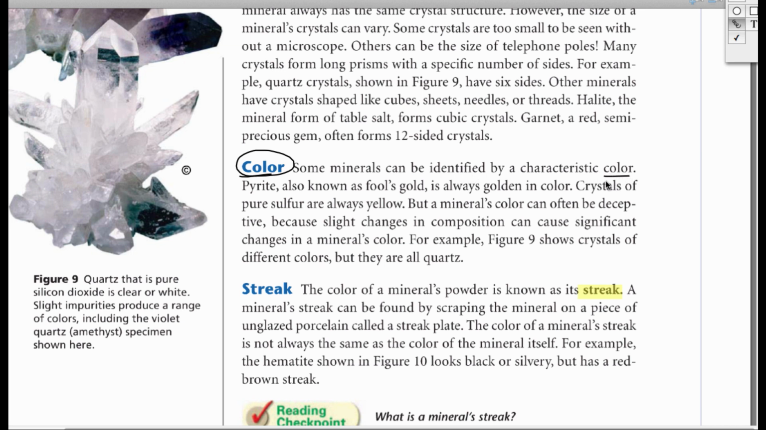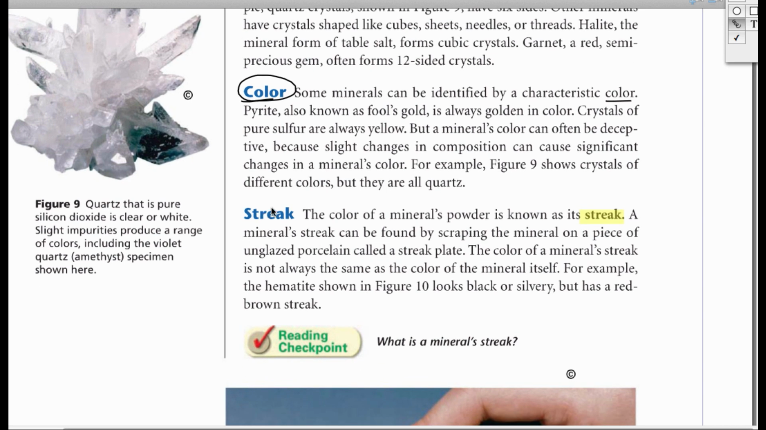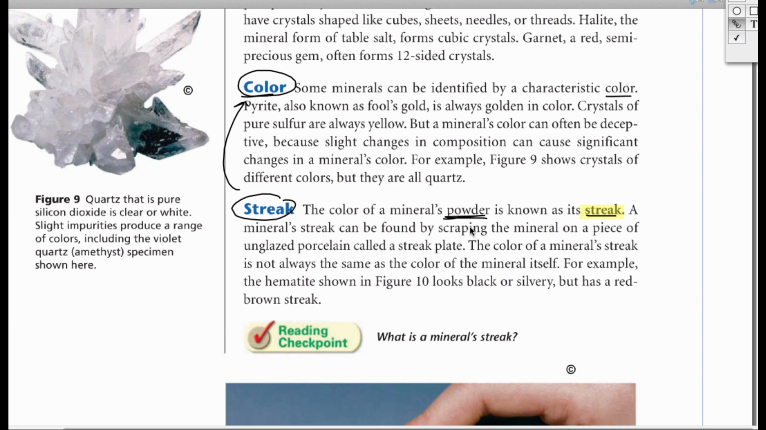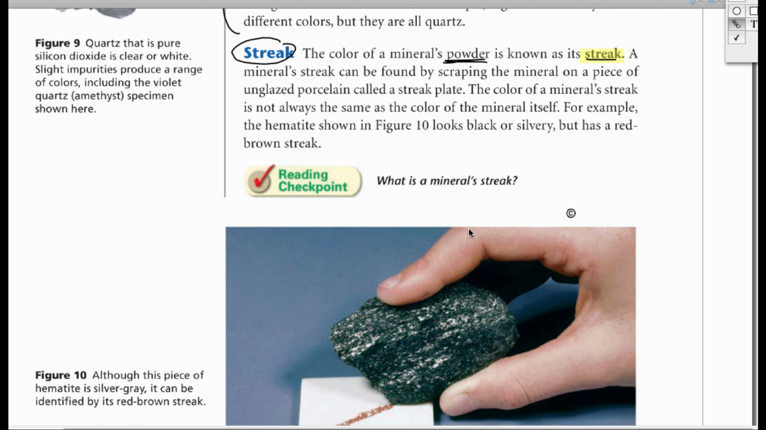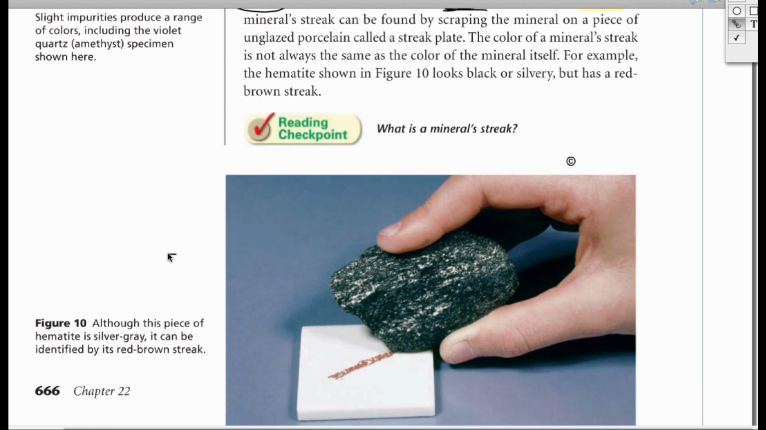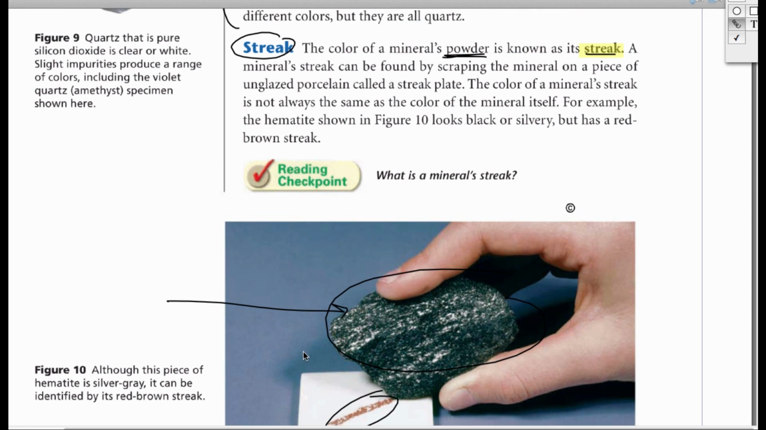So you look at the color. Streak. Streak is basically if you were to take and rub that mineral across the plate and turn it into powder, what would be the color of the powder? And it's not always necessarily the same as the color of the mineral itself. So streak is when you scratch that or you rub that across something, what is going to be the color of that streak? As you can see here, the color of the mineral is a little bit different than the color of the streak itself.